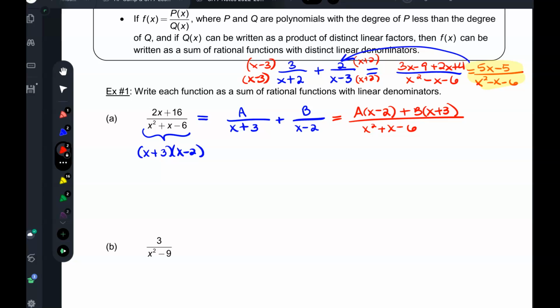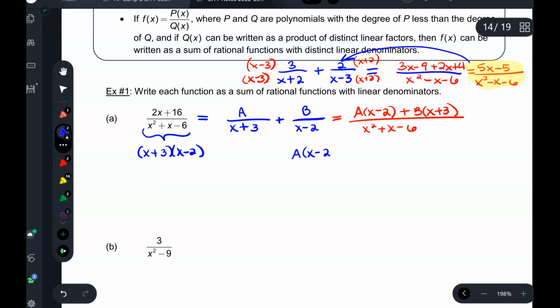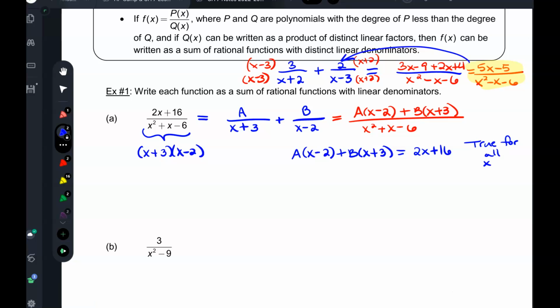Now I'm showing extra steps for right now. We'll shorten it. So what has to be true? The A times x minus 2 plus the B times x plus 3 has to be equal to 2x plus 16. But I'm still left with A and B. Right, so now this is true for all reals, true for all x. Okay. So what we're going to do is get one of these terms to cancel.